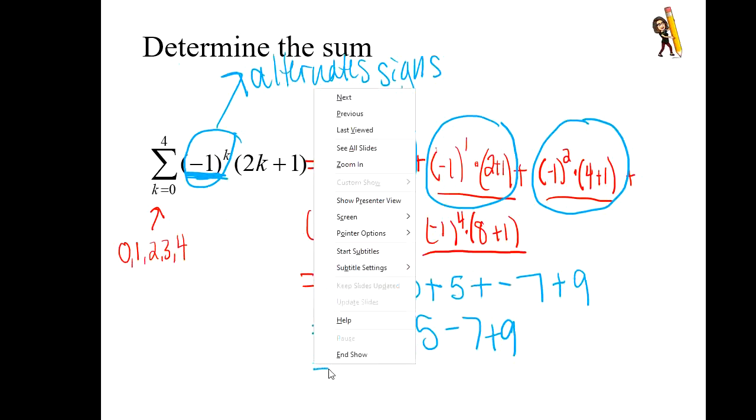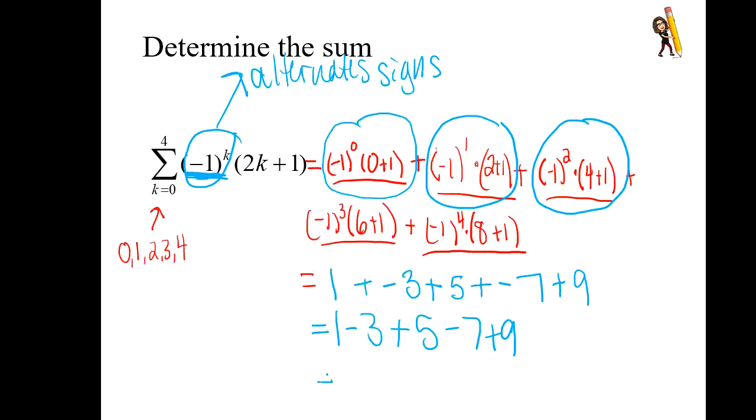Okay, so now we actually have to figure out what 1 minus 3 plus 5 minus 7 plus 9 is, and that should be 5.